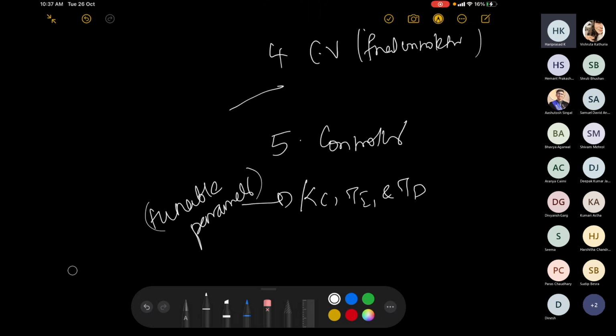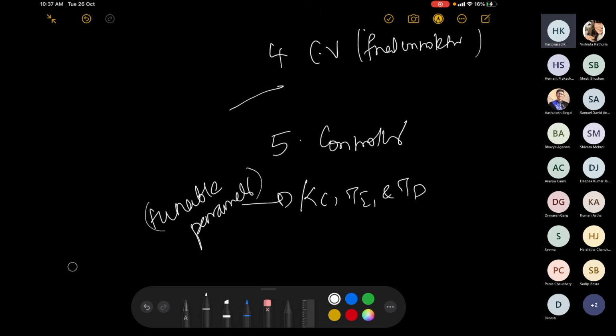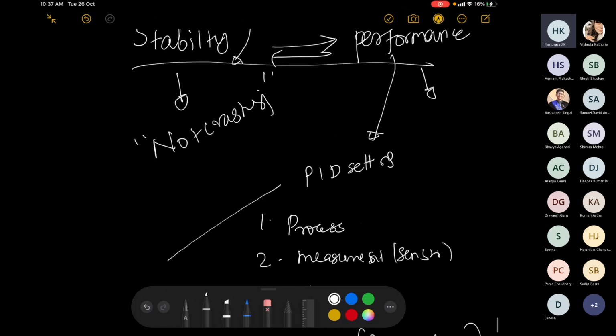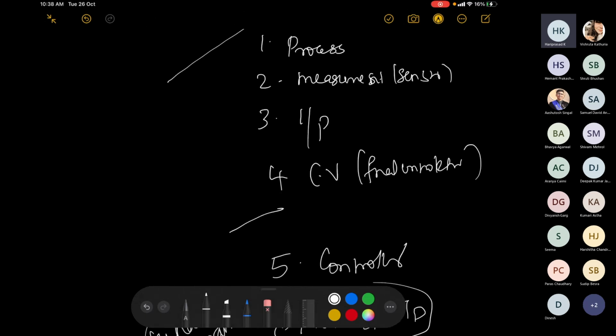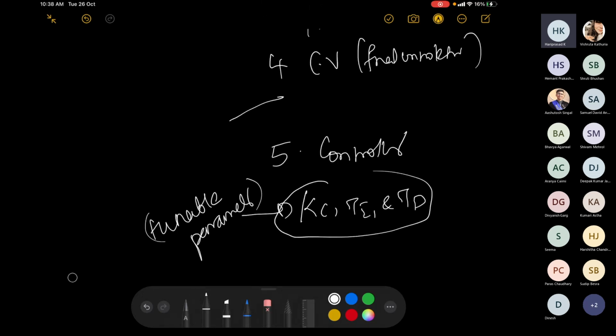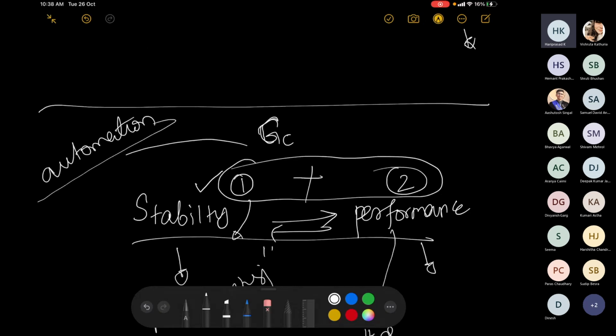So you can put Kc, tau I and tau D, whatever you want to tune. If you are designing a controller, forget that you are buying it, you are designing it. You can tune this. Even though all these things, 1 to 5, are affecting the performance, your handle, your intervention, you would do maximally on the controller side, because that is what you would be able to play around. So maybe in the next 2-3 classes, what we are going to do is, how do we enhance the performance?